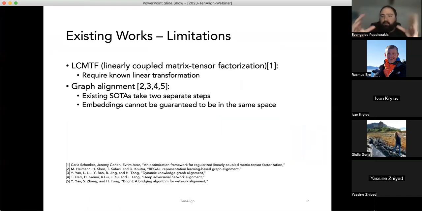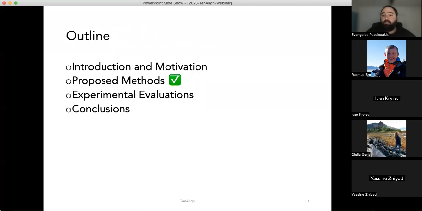And so if I were to summarize why we cannot do what I just asked a couple of slides ago with existing tools: if we were to use linearly coupled factorization, we need to know the transformation beforehand. So someone needs to give us that alignment, and so we cannot do that. And if we were to use existing graph alignment techniques, we would first have to compute separate decompositions and then match them. And the problem is that this defeats the purpose of doing a coupled decomposition in the first place, because we really want to put those data sets into some kind of common space. And so can we do everything all at once? This is the problem that we're going to try to solve here.